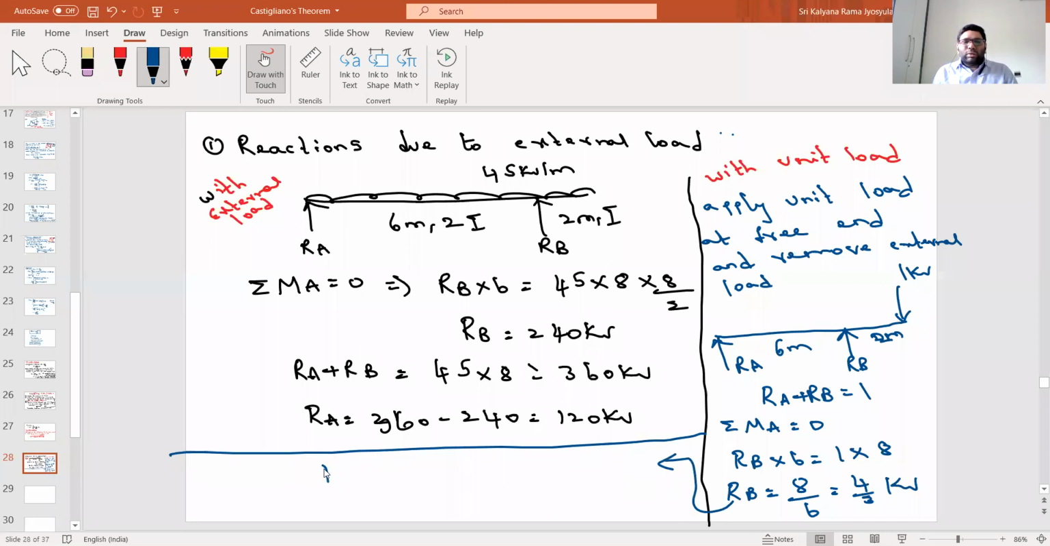Then RA is equal to 1 minus 4 by 3, that is equal to minus 1 by 3 kilonewton, or what does that mean? 1 by 3 kilonewton downwards. So 4 by 3 kilonewton upward and 1 by 3 kilonewton downward. So these are the reactions that we get for a beam when we apply unit load. So now our problem becomes very simple. Take the sections for both the cases and try to solve the problem.